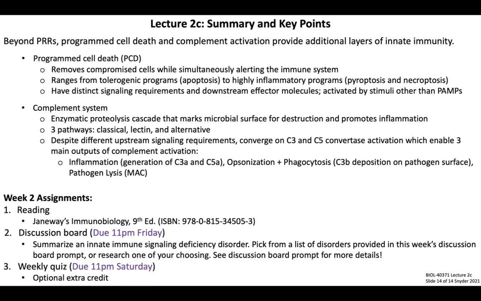Next, the complement system is a proteolysis cascade that can be activated by three separate pathways, all of which converge on the assembly of C3 and C5 convertases, which enable the generation of inflammation, the phagocytosis of opsonized pathogens, and the lysis of pathogens through pore formation.